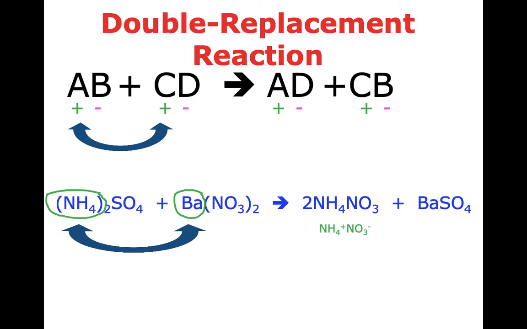So the ammonium is going to go with the nitrate because we have a positive with a negative, keeping in mind that ammonium is a positive ion, a +1, and nitrate is a -1. So we have NH4NO3 as our final formula. And then barium is going to combine with the sulfate, always writing your positive ion first. So barium is a +2, and sulfate is a -2. So BaSO4 is our final formula. And then you can see the balanced equation for this double replacement reaction.